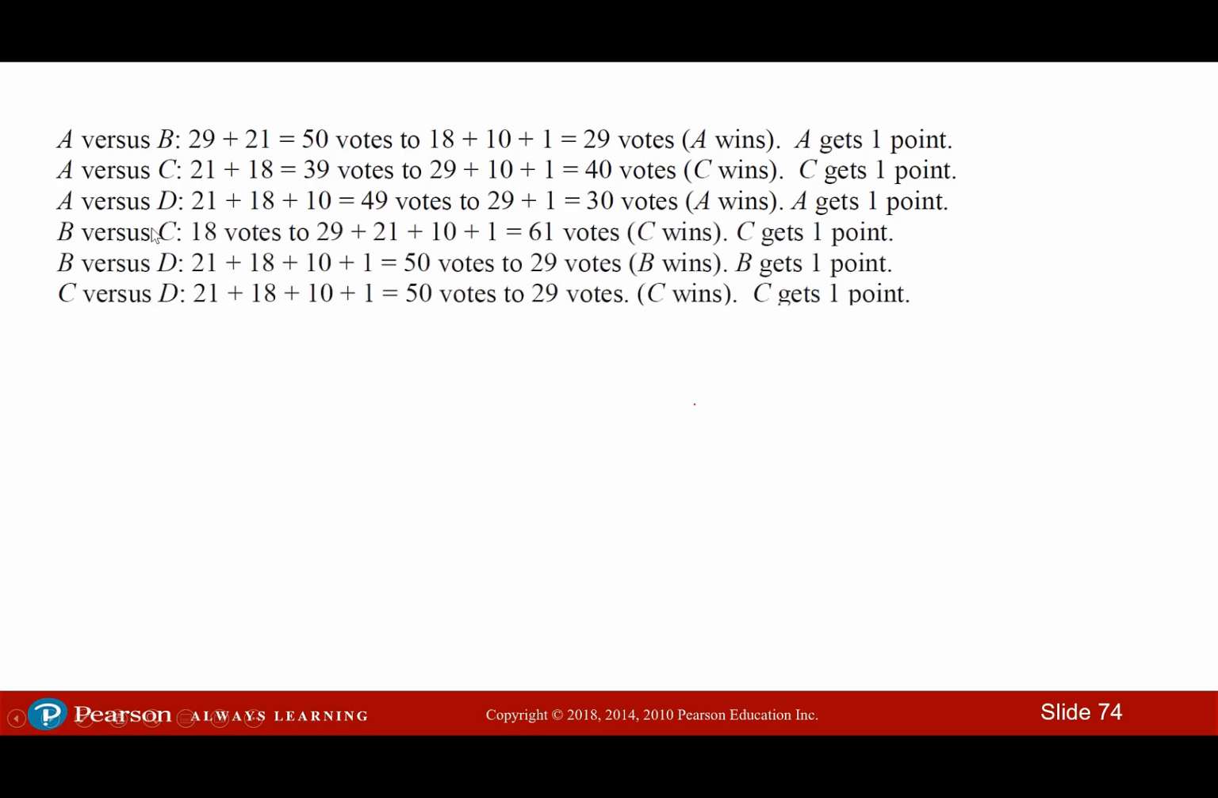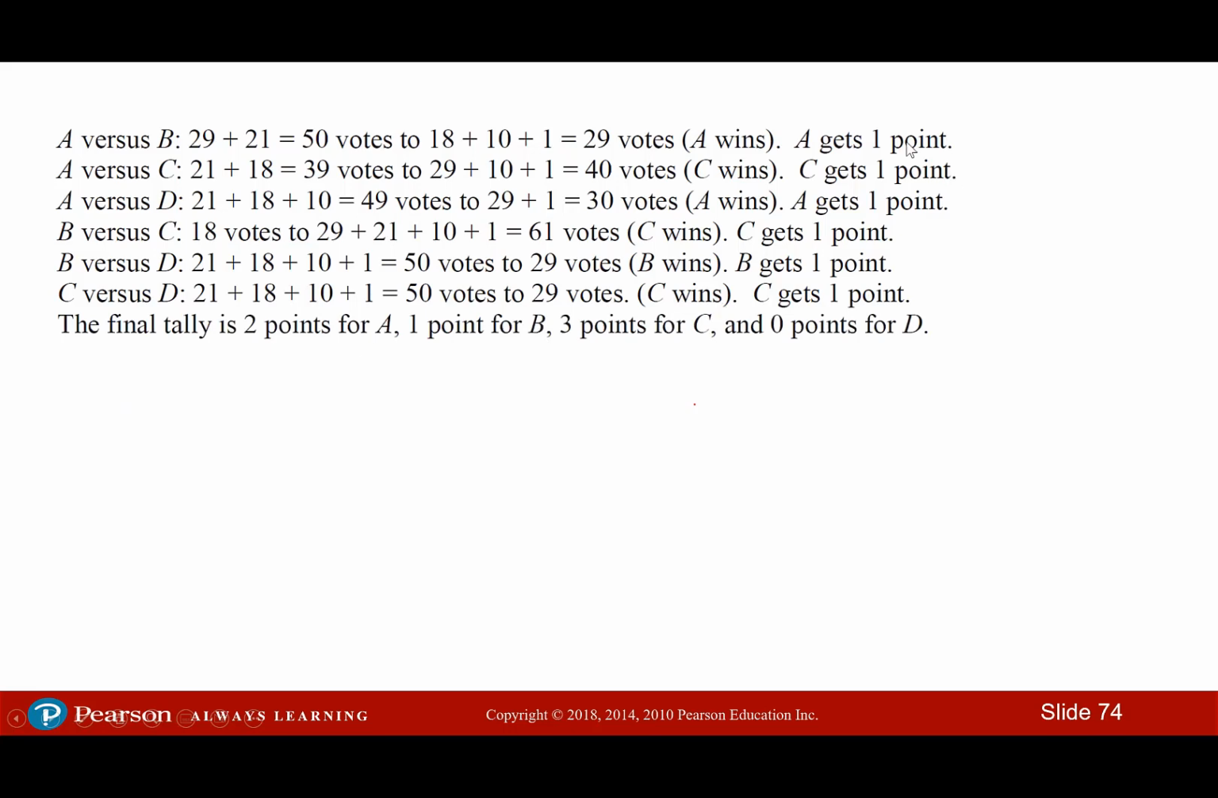And then the rest of them, here it is. B versus C: B gets 18 points, C gets 61, C wins. B versus D: B gets 50 points, Dave gets 29 points, so Boris wins on this one. And C versus D: Carmen gets 50 points, Dave gets 29, C wins, C gets a point.